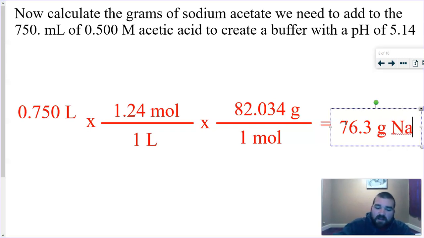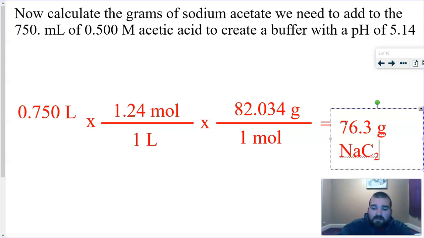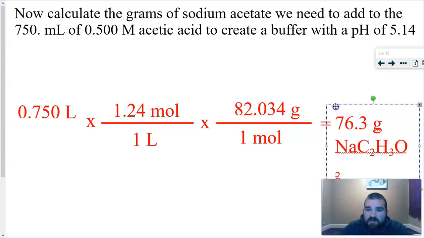So that's NaC2H3O2, or as it's more affectionately known, nacho.